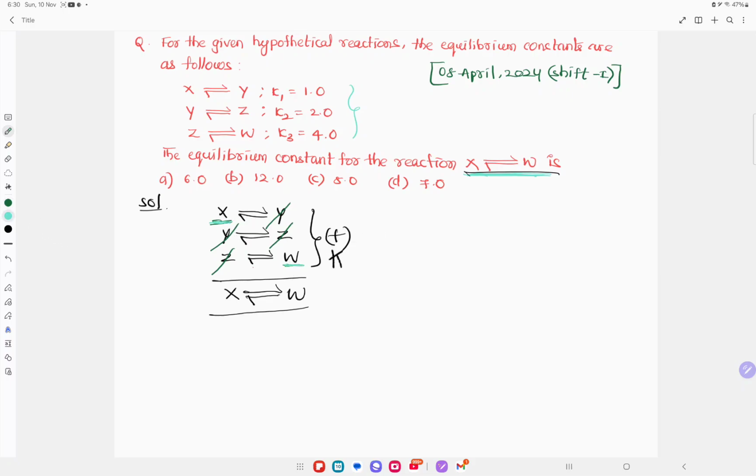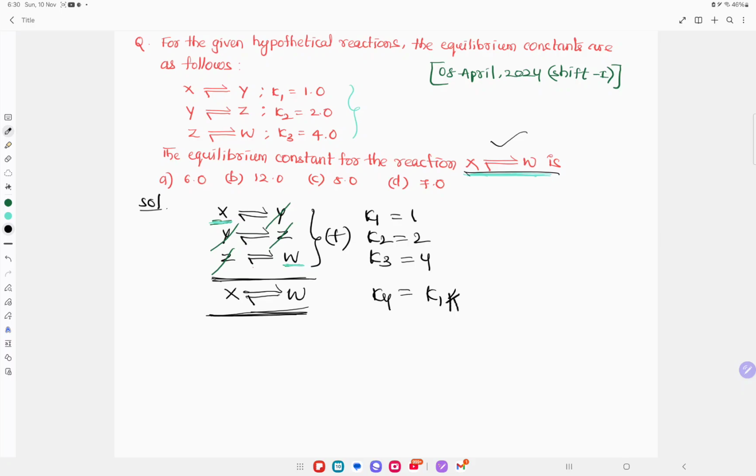That means equations 1, 2, 3 we need to add. Whenever equations 1, 2, 3 are added, the equilibrium constants for 1, 2, 3 should be multiplied. This is for 1, this is for 2, this is for 3. If the required constant is K4, we need the equilibrium constant for this equation. So K4 is equal to, whenever equations are added, equilibrium constants should be multiplied.